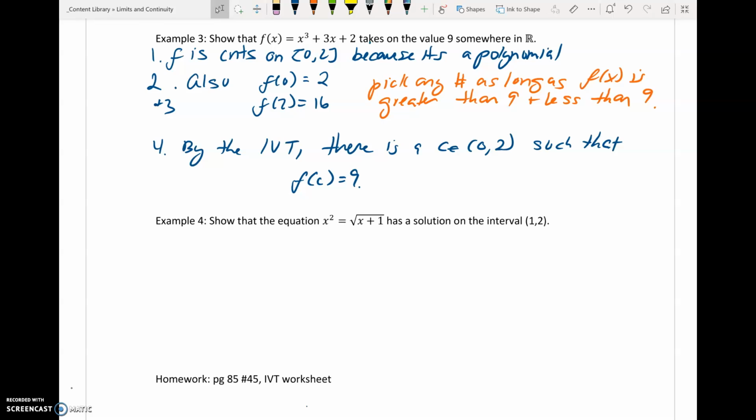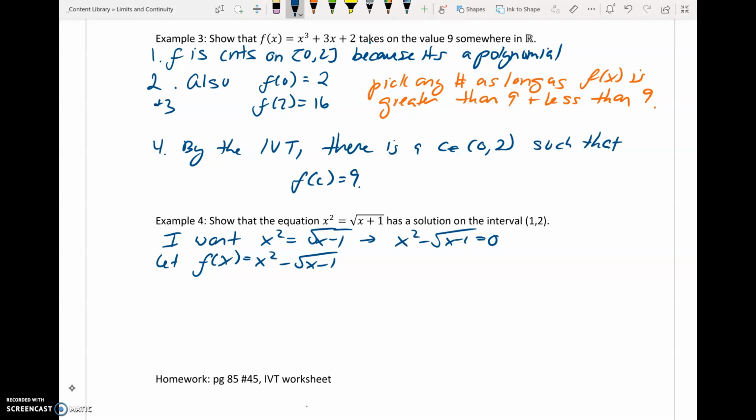The last example is kind of like example 2. So we want to show this is true, that these are equal to each other. I'm just going to rearrange that. And I'm going to subtract the root of x minus 1 on both sides, and I'm now going to get this. So I'm going to call this my function. I'm going to show that f of x is going to be equal to 0. So show there's a c where f of c is equal to 0.